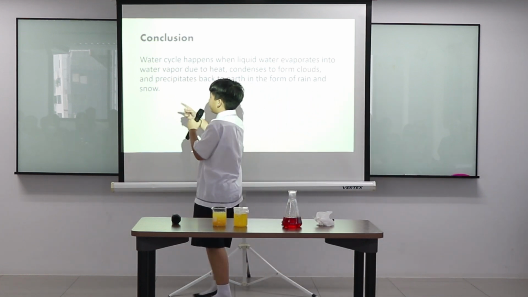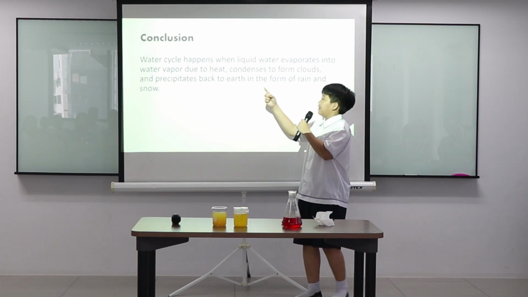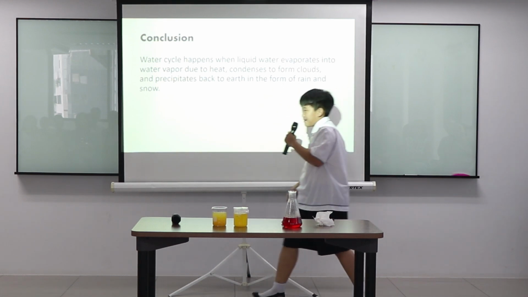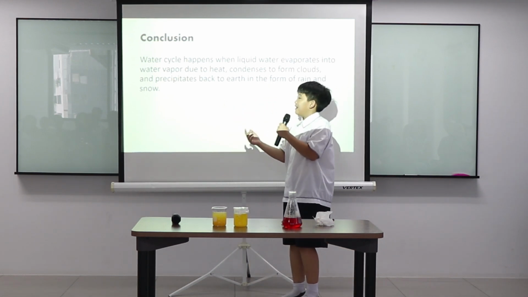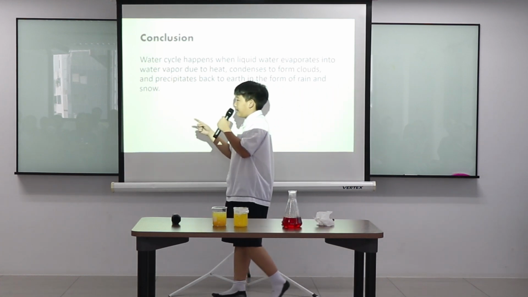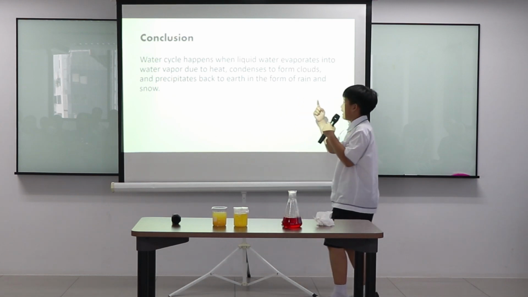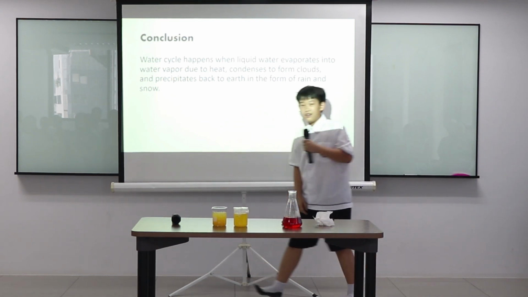Conclusion. The water cycle happens when liquid water evaporates into water vapor due to heat, condenses to form clouds, and then precipitates back to Earth in the form of rain and snow.